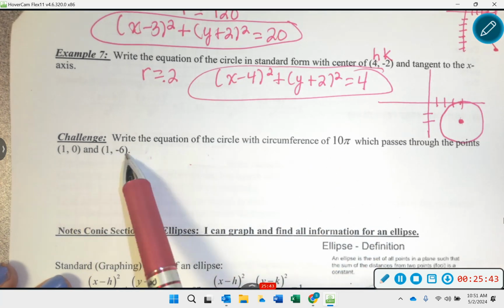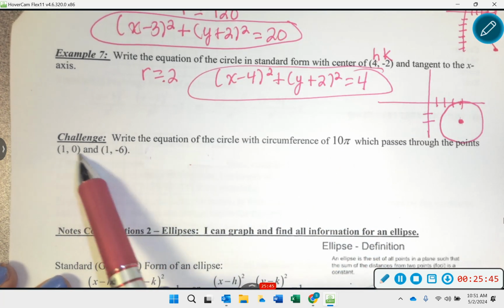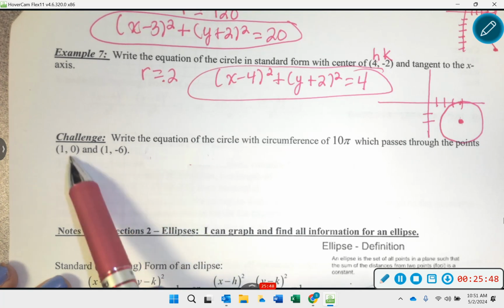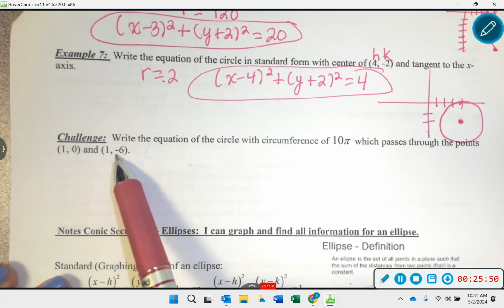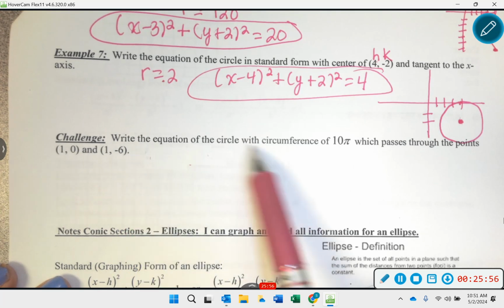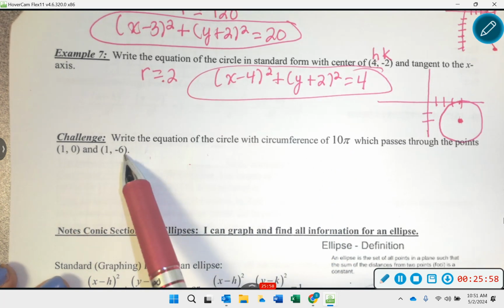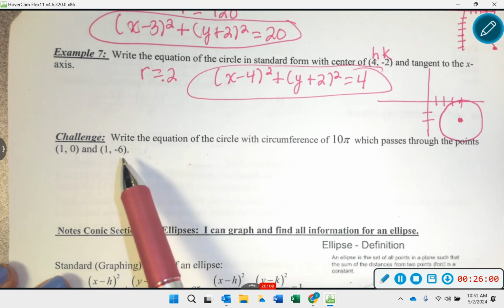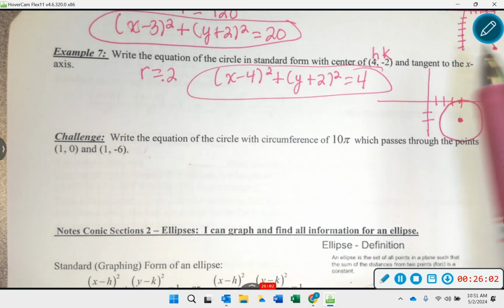So is the distance between these 2 points 10? What's the distance between these 2 points? 6, right? So if these are 6 apart, the middle of these two is not the center, it's just a chord. So that's where I'm going to leave it at.